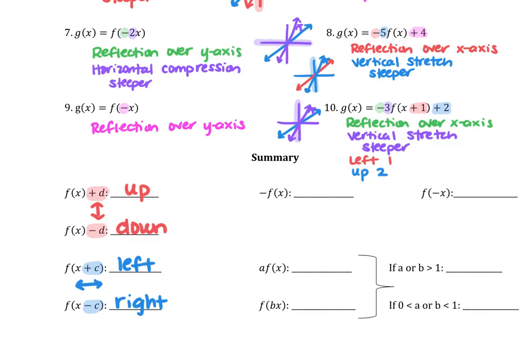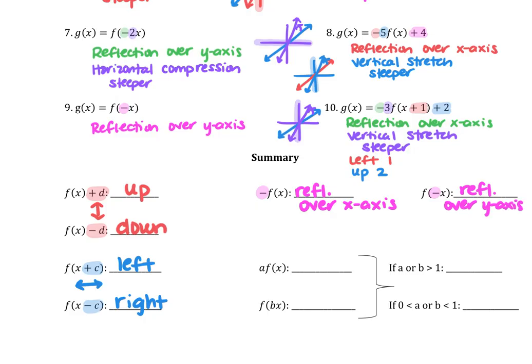If I have a negative sign in front of the X at all, this is going to be an example of a reflection. In front of the F is a reflection over your x-axis, and sandwiched between is going to be a reflection over your y-axis.